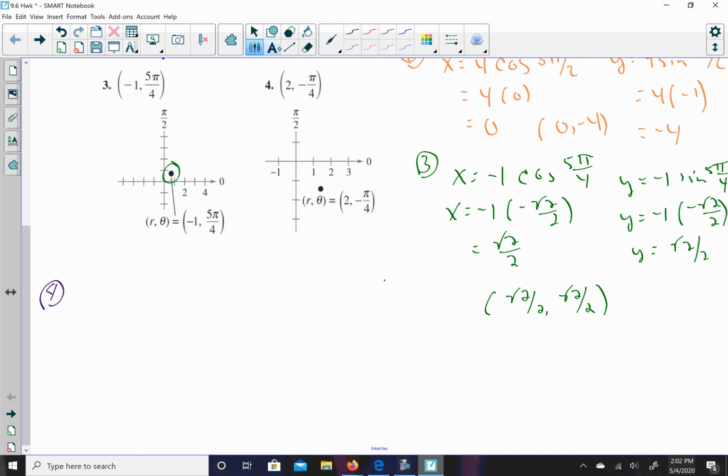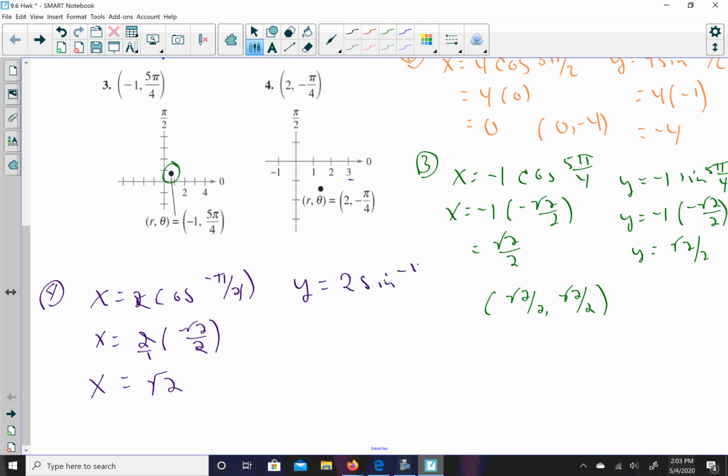So I am going to say that x is equal to r times the cosine of negative pi over 4. And my r was 2, so 2 times the cosine of negative pi over 4. The cosine of negative pi over 4, and remember negative pi over 4 puts me in the fourth quadrant. The cosine is positive, so this will be the square root of 2 over 2. When I multiply these, the 2's will simplify, and I'm going to end up with a positive square root of 2. To find y, I'm going to say y is equal to the r, which is 2, times the sine of negative pi over 4.